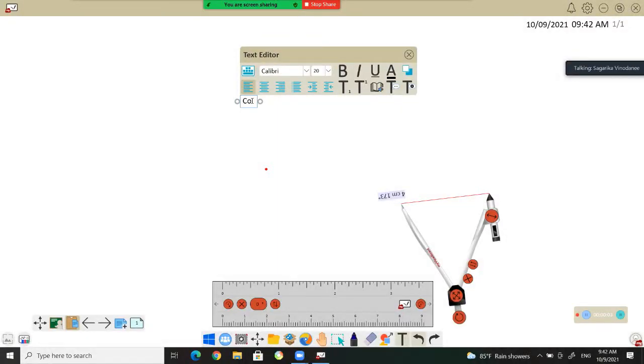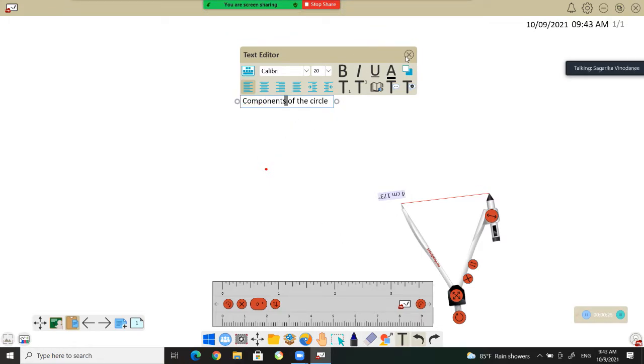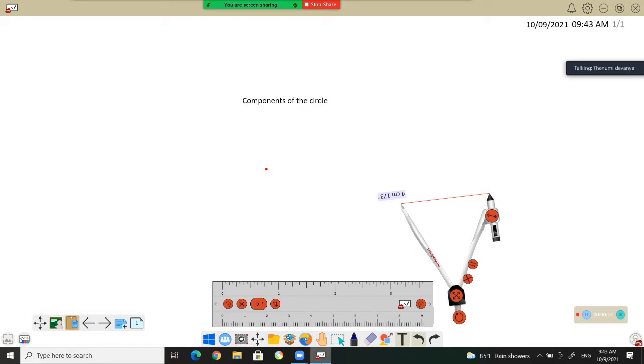Components. Teacher, compound name. Components of the circle. Components of the circle. Okay. Okay, teacher. Right. Now we are moving to the circle.